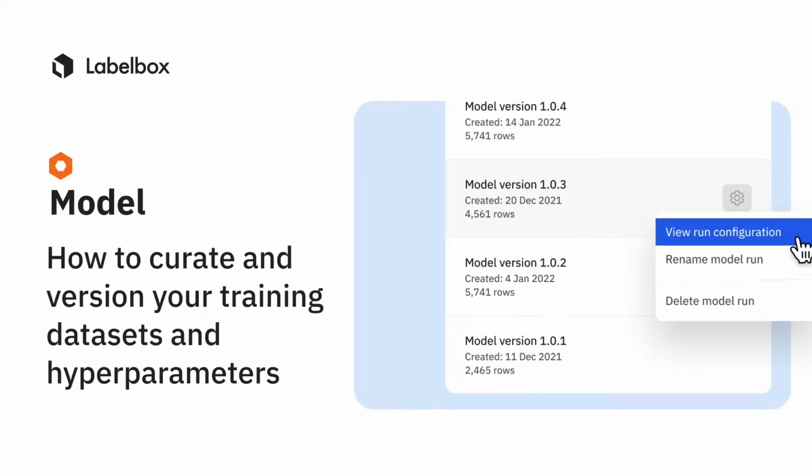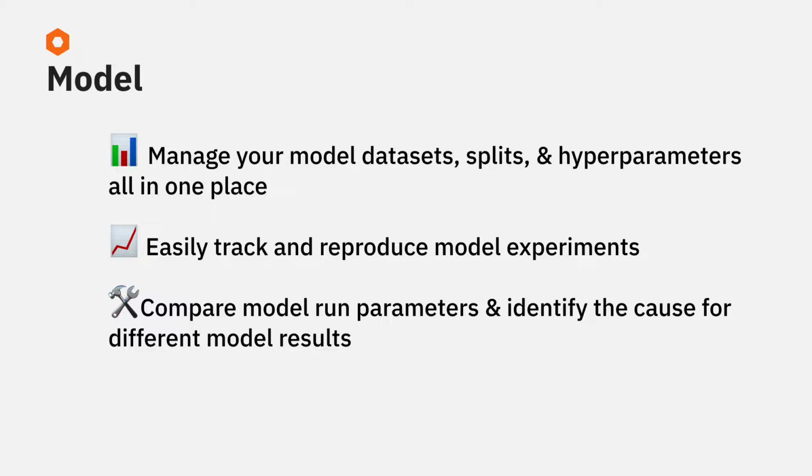In this video, we're going to talk about how to curate and version your training dataset and hyperparameters in Labelbox Model. It is actually really important for ML engineers to manage all of the model inputs and model outputs in one place. The inputs refers to the datasets, data splits, and the hyperparameters you're using for each experiment, and the output could mean the model predictions, metrics. Having them all in one place makes it really easy to track and reproduce your model experiments and share your best knowledge among your team members.